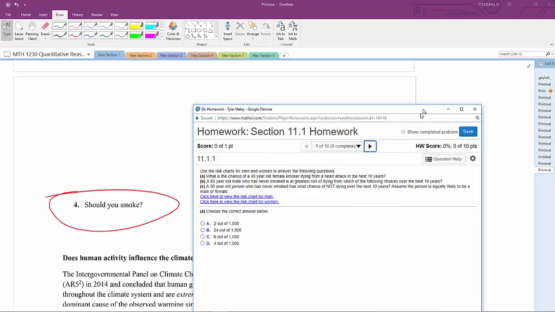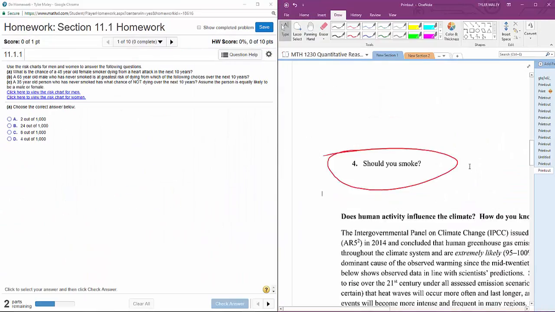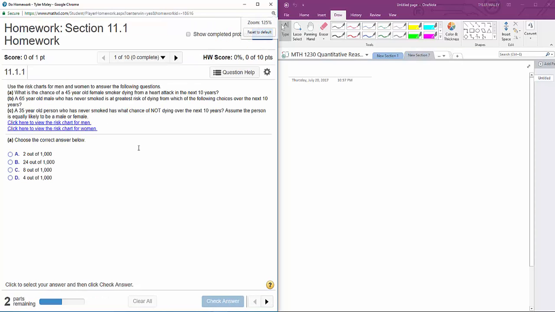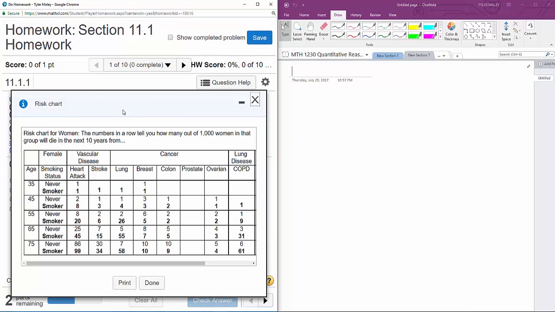So I want to walk through just an example here in the homework, just to keep you thinking about this, right? So I have here pulled up a problem from the homework, right? And we're asked some things, and we can click here to pull up the table. So like part A says, what is the chance of a 45-year-old female smoker dying from a heart attack in the next 10 years? Right, so we're asked for female, so we need to pick the chart for women, right? So we'll pull that up.